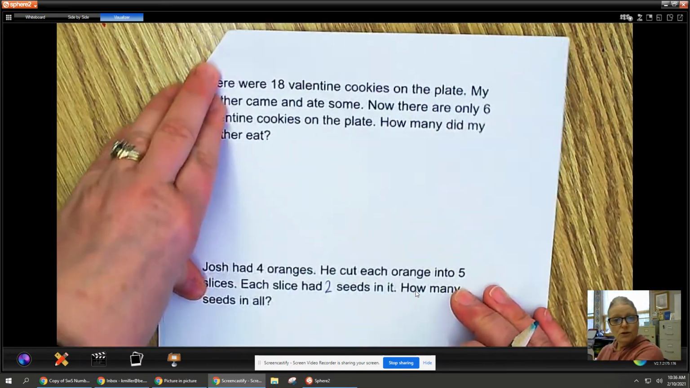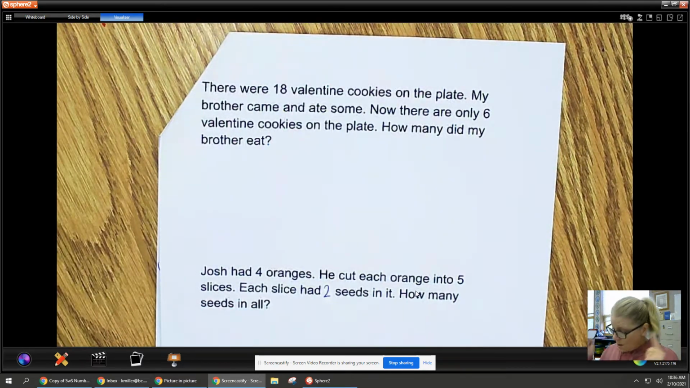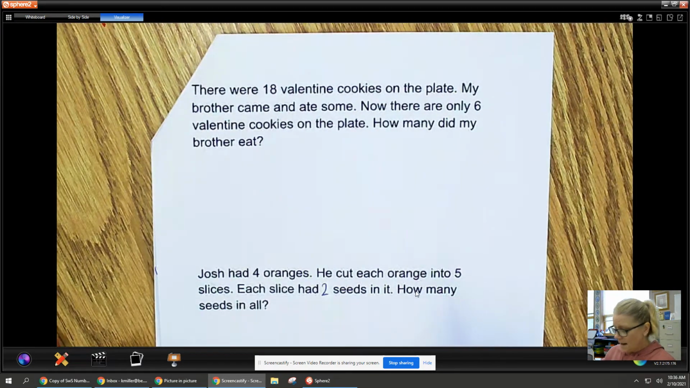Story problem. So make sure you're showing your thinking. That is going to be exactly what I'm looking for. I need to know what your strategy is and how you got your answer. I don't want just an answer. I want to see your thinking. And the equation, show your thinking, complete sentence, we know what to do.